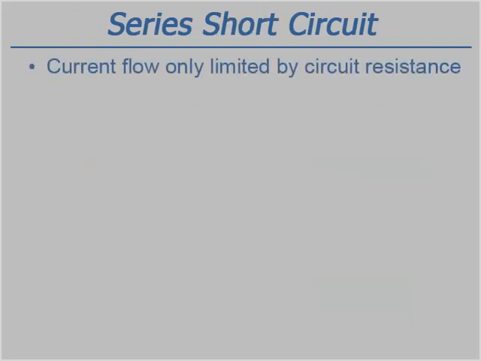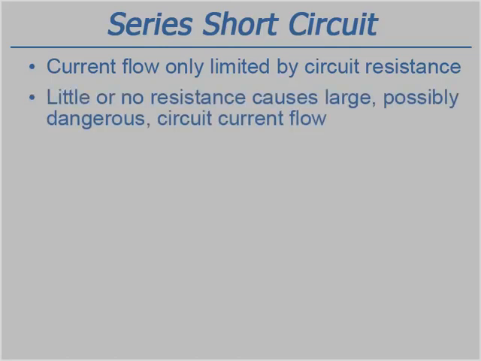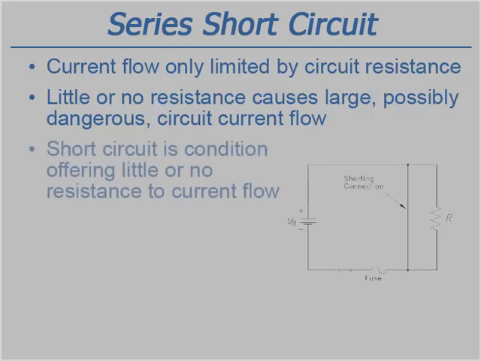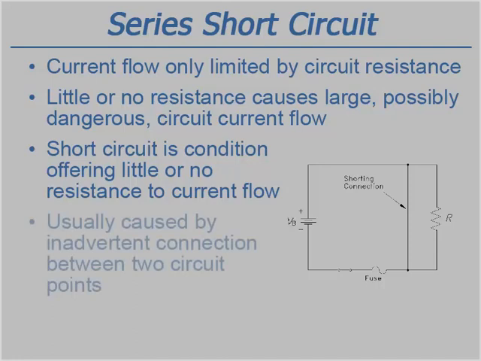In a series DC circuit, current flow is only limited by the circuit resistance. If there is no resistance in a circuit, or if the resistance suddenly approaches 0, a very large, possibly dangerous circuit current will flow. A short circuit is a condition that offers very little or no resistance to current flow. Short circuits are usually caused by an inadvertent connection between 2 points in a circuit. Using the diagram as an example, current flow will take the path of least resistance through the shorting connection, and the current flow through resistor R will be 0. The resulting high current flow will probably cause the fuse in the circuit to blow.